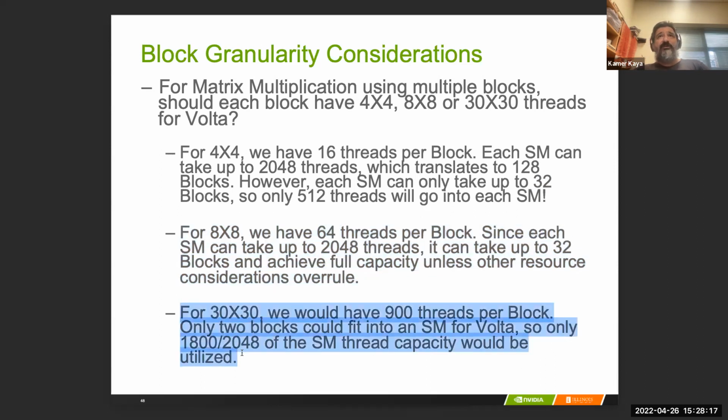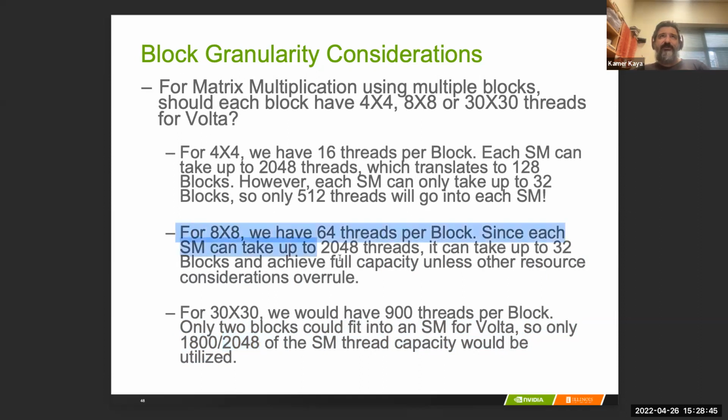For 30x30, we would have 900 threads per block. Only 2 blocks could fit into an SM, because the first block is 900, the second block 1800, and the third block will not fit. So you still do not utilize this limit here, and you lose about 10% of the number of threads that you can put there. So it looks like this is the best one in terms of utilization.